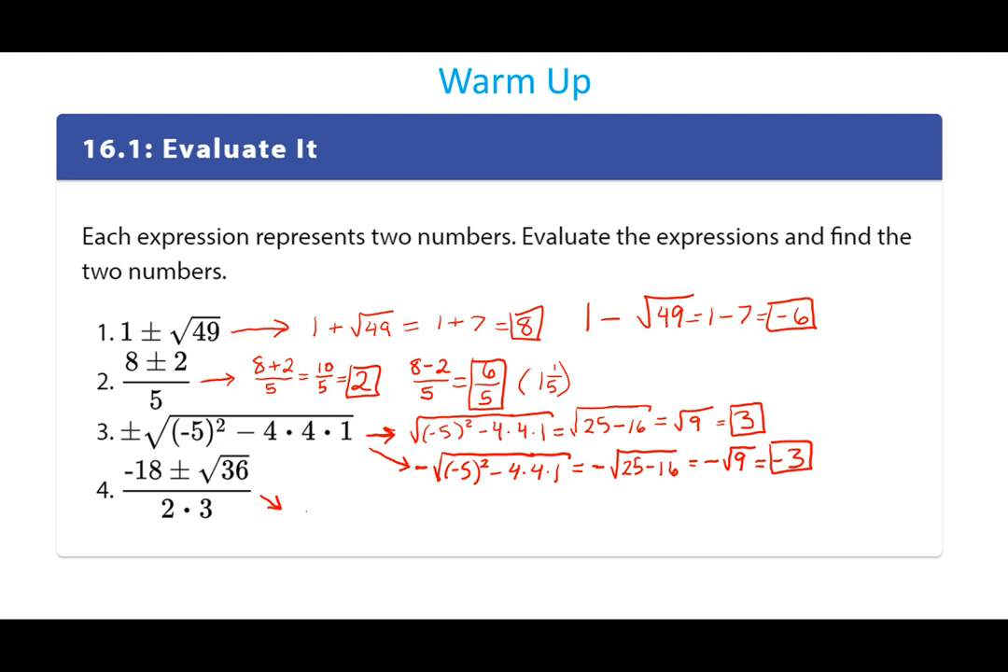I'm actually going to simplify this a little bit first before I use my plus or minus. Actually, no, I'm not. That's more confusing. Let's do it this way. All right, negative 18 plus the square root of 36. You need to remember that that's over 2. Let's see.